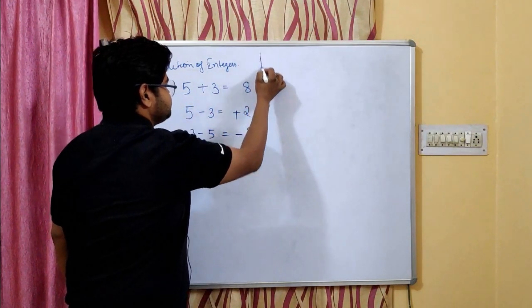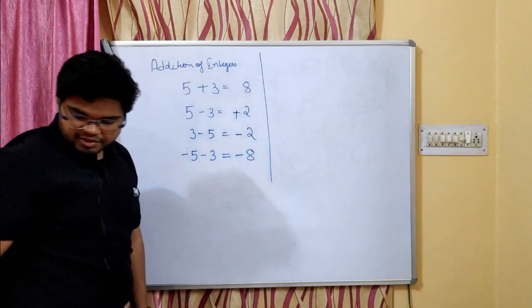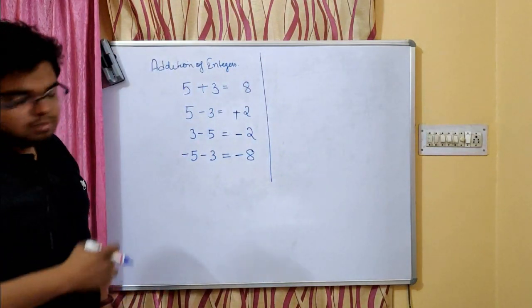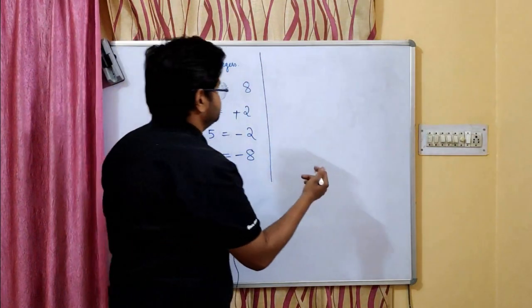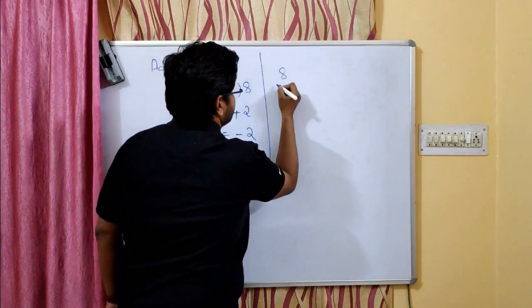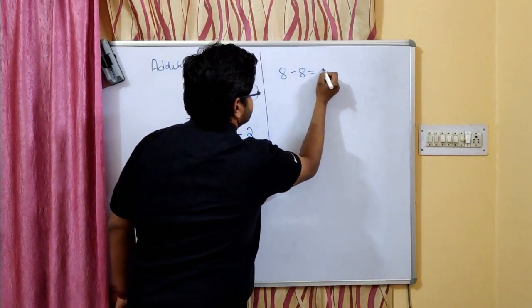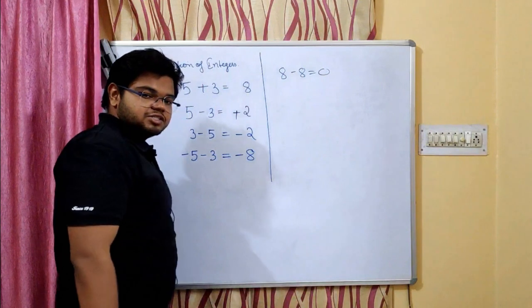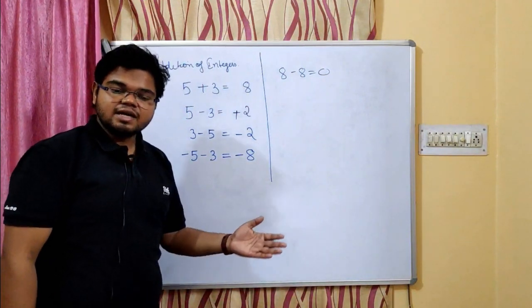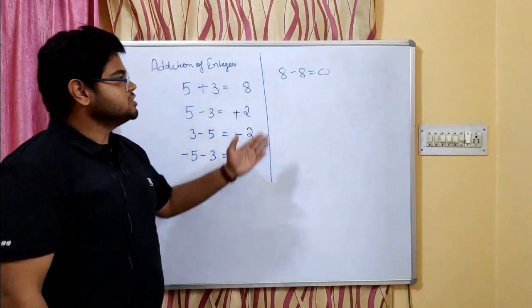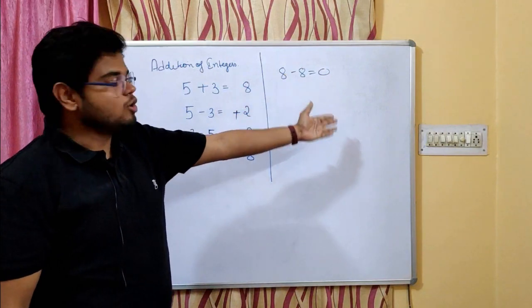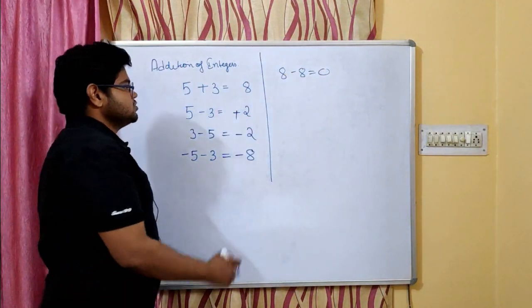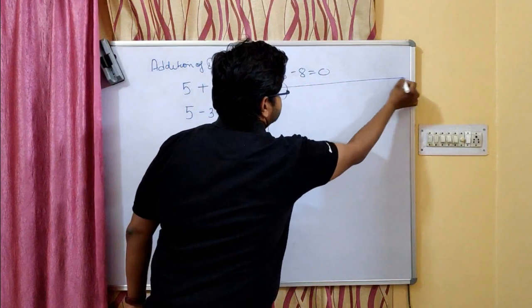And children, one important thing here is the sum of an integer and its opposite. So if you have 8, its opposite will be -8, and the sum will always be 0. So if you add an integer to its opposite, it will always be 0, children. So children, this was your addition of integers.